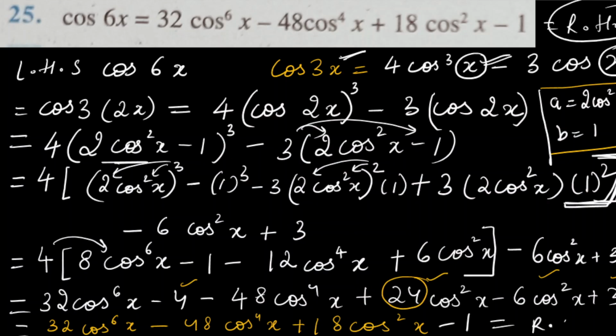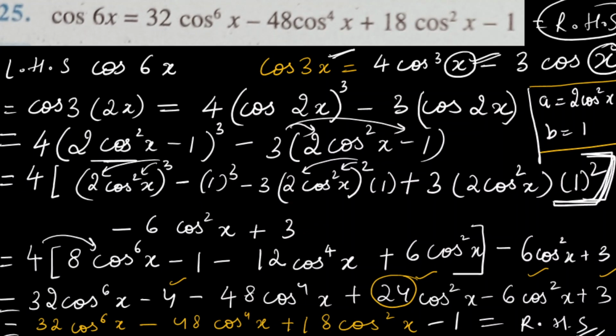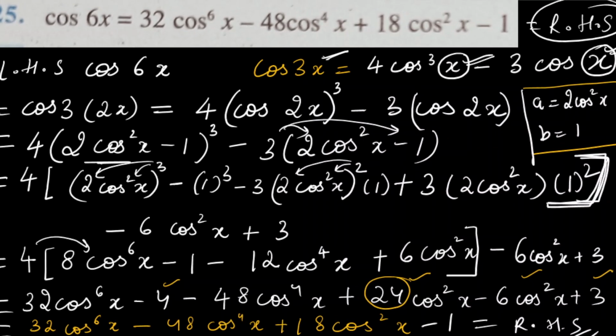This is our right hand side as well. So hence proved. So here we have completed. From the side I can see it's a little bit not visible. I'll just move it. Yes, so everything is visible now. Yes, so here we have successfully completed exercise 3.2 of chapter 3 trigonometric functions.